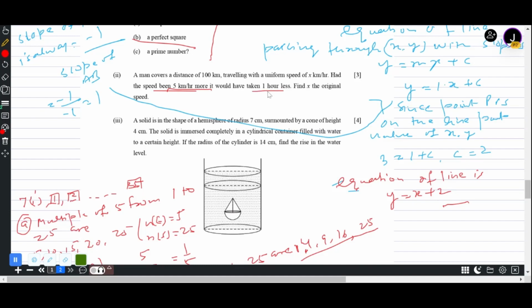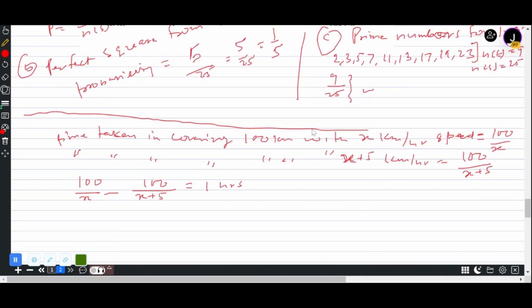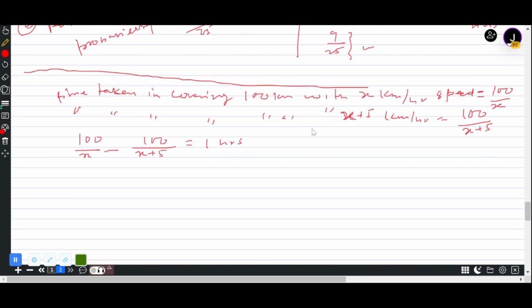We arrive at 100 x plus 500 minus 100 x, which is 500 in the numerator, and the denominator is x into x plus 5 is equal to 1. We'll do cross multiplication. So x into x plus 5 is equal to 500. x into x plus 5 is x square plus 5x is equal to 500. So x square plus 5x minus 500 is 0.